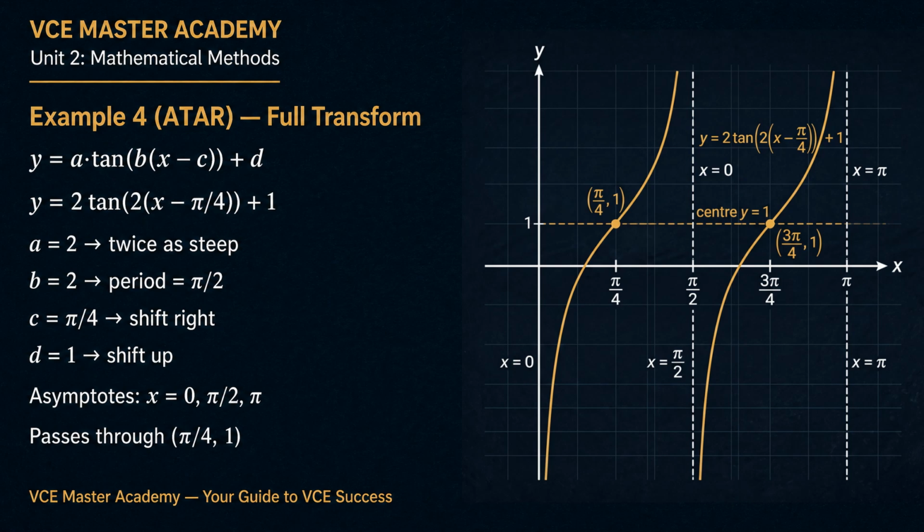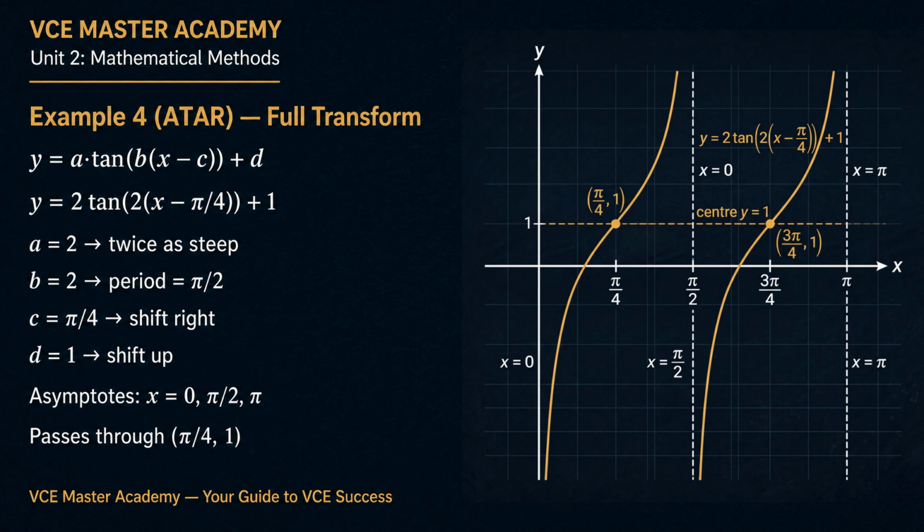Let us apply it to y equals 2 tan 2 bracket x minus pi over 4, plus 1. So A is 2, twice as steep. B is 2, the period is pi over 2. C is pi over 4, shift right by pi over 4. And D is 1, shift up by 1.